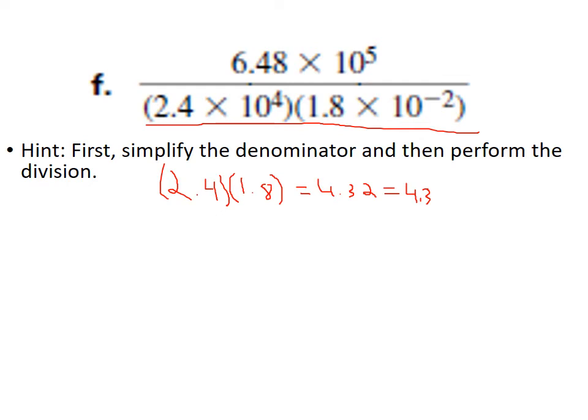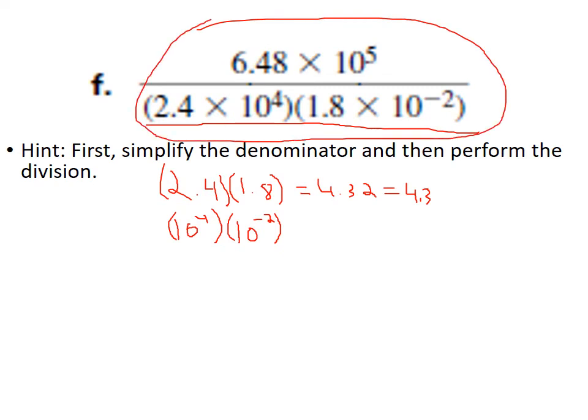So I have 4.3, and now I'm going to do the 10 to the power of 4 multiplied by 10 to the power of negative 2. I know overall there's a division happening here, but at the bottom here it's just the multiplication. So I'm just carrying that out first. So I'm going to have 10 to the power of 4 plus negative 2, which is like saying minus 2. And we get 10 to the power of 2. And so our final answer here is going to be 4.3 times 10 to the power of 2.